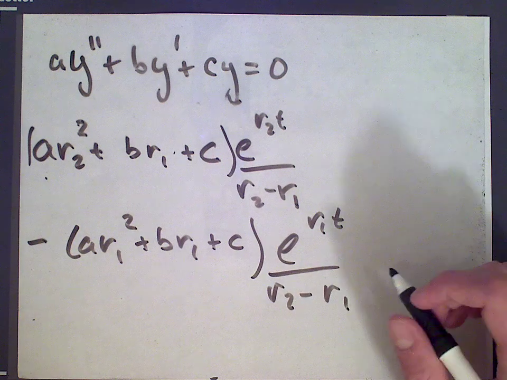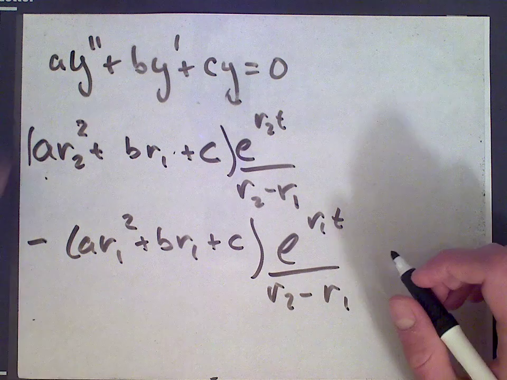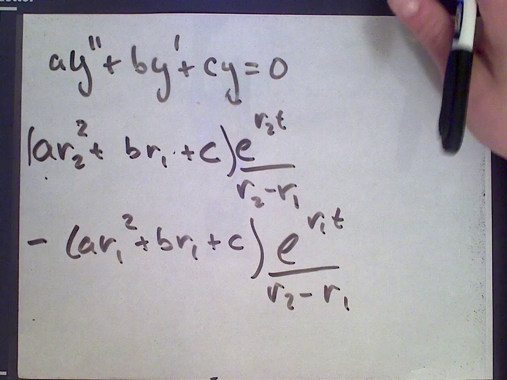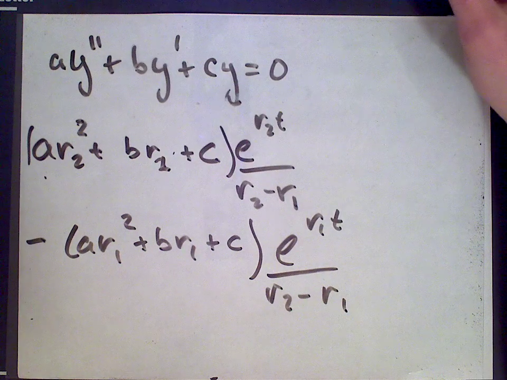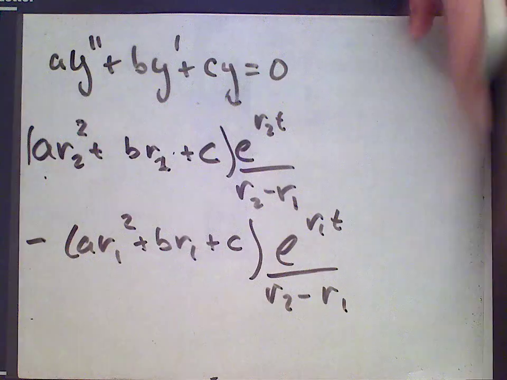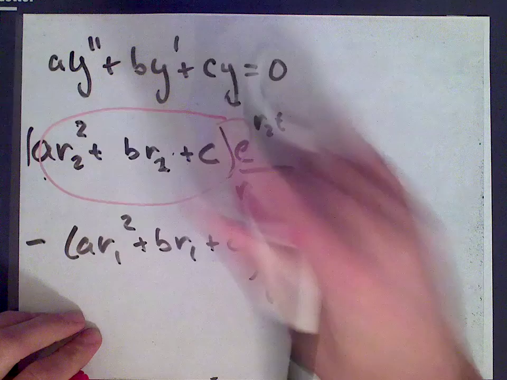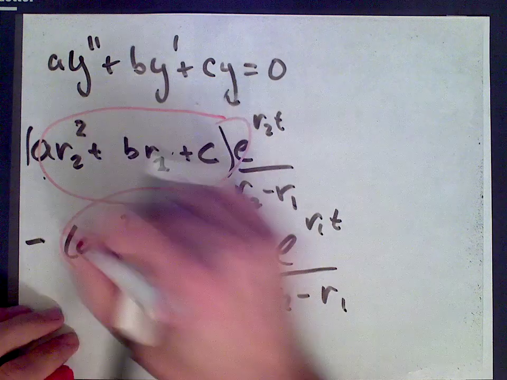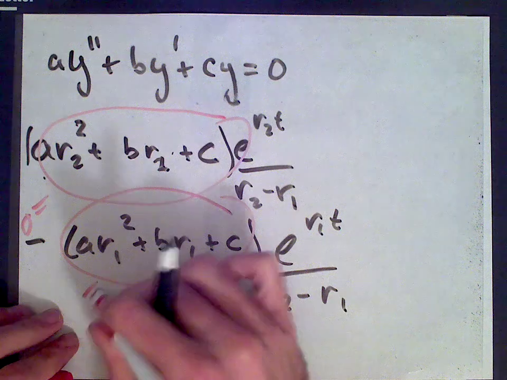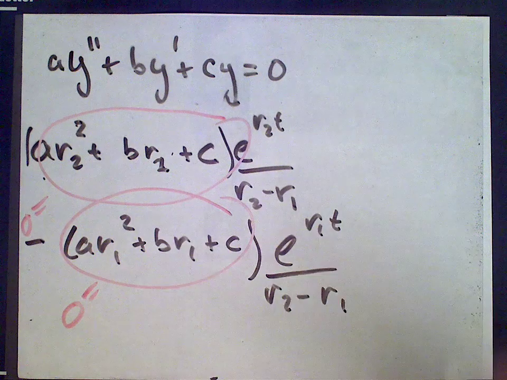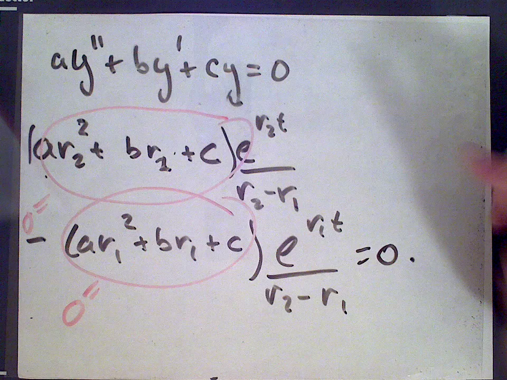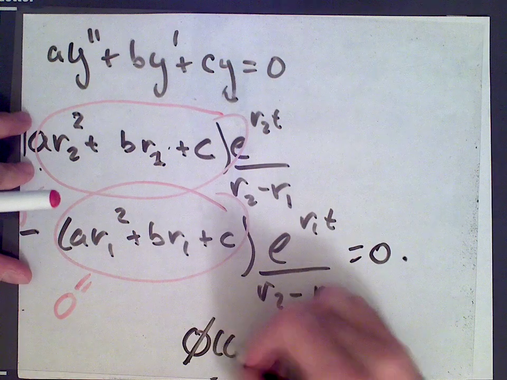And because r1 and r2 were assumed to be solutions to the equation, sorry, this is an r2 here. Okay, everything looks good. These factors in front of e to the rt are both 0, because of our assumption that r1 and r2 were roots to the auxiliary equation. So this whole thing equals 0, and indeed theta of t is a solution.